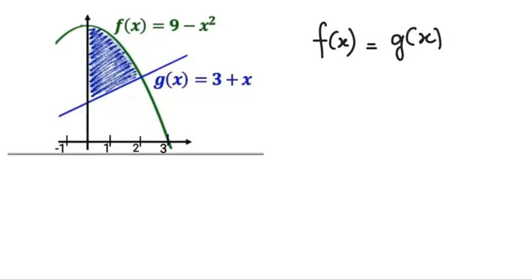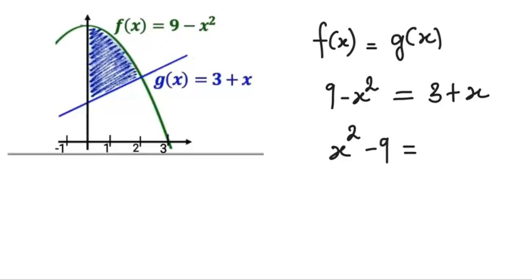So by so doing, f of x here is 9 minus x squared, and this is equal to g of x, the straight line 3 plus x. Now, let us multiply both sides of this equation by -1, so each sign will change. Negative x squared becomes x squared, positive 9 becomes -9, 3 becomes -3, and positive x becomes negative x.